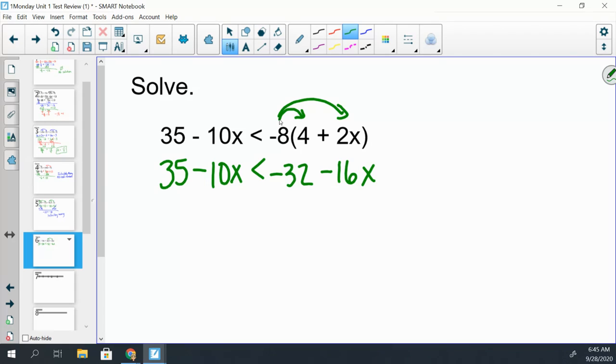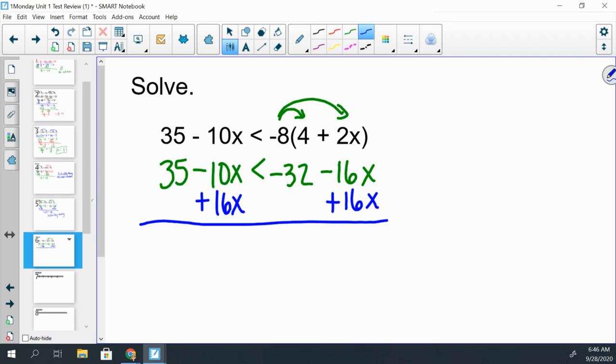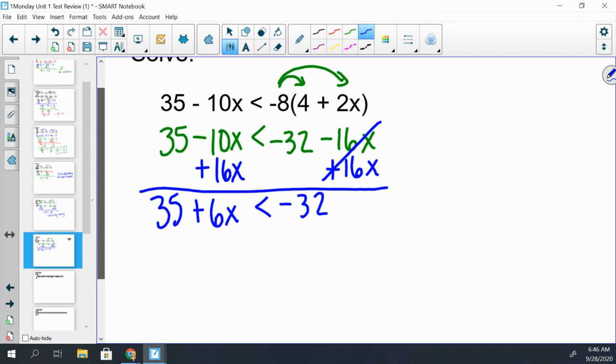Okay, so I need to eliminate the x's on one side, and I can tell right away these aren't going to disappear because I'm going to add 16x on both sides. And the reason I'm choosing to add 16x is I know that they disappear here, but this side will become a positive 6x because -10 plus 16. Don't forget your 35 up here, and since it's a positive 6x, we're going to put plus, and that's less than -32. Well, now it's just a two-step equation.